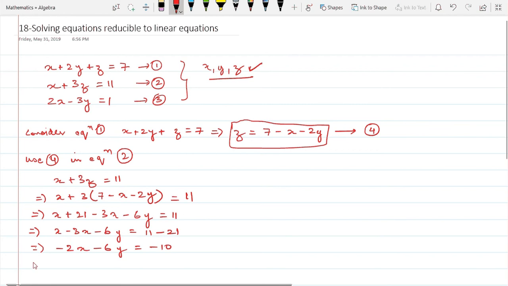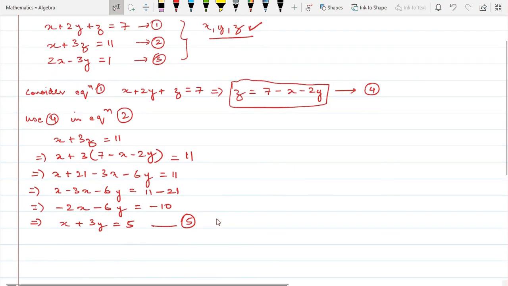Removing the minus sign from everywhere, and dividing everything by minus 2, what I get is x plus 3y is equal to 5. Now this is my equation number 5. Now I have to solve equation 3 and equation 5. Equation 5 is an equation in two variables, and equation 3 here is also an equation in two variables. All I have to do now is solve them.